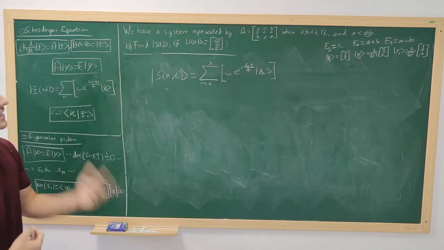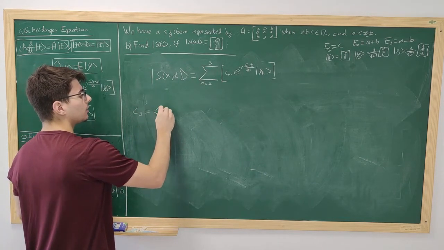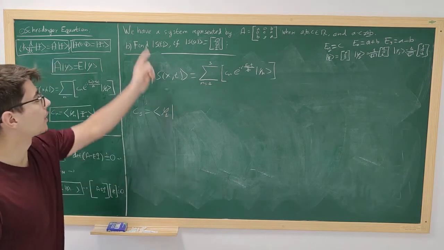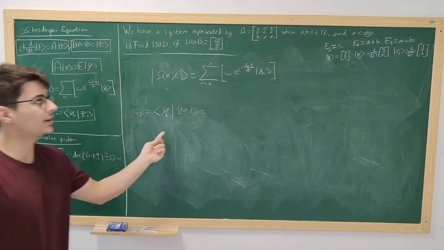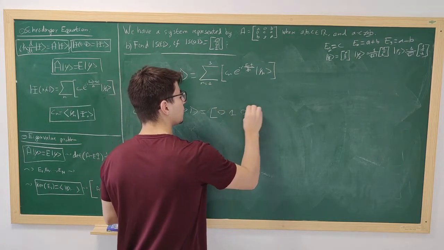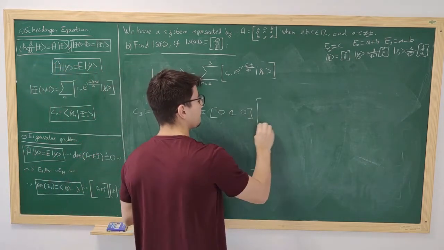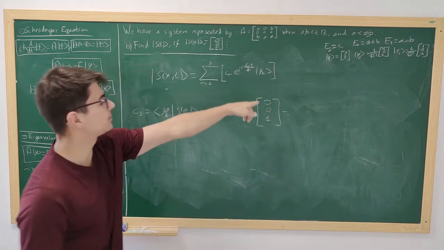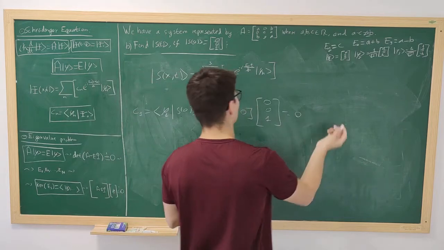So we have to find Cn. So this is really easy. C1 is just phi 1 times s0. So to do this, we put phi 1 as a row vector, 0, 1, 0, and we multiply it by s0, which is a column vector. So this will give us 0 times 0 plus 1 times 0 plus 0 times 1. This is just 0. So C1 is just 0.